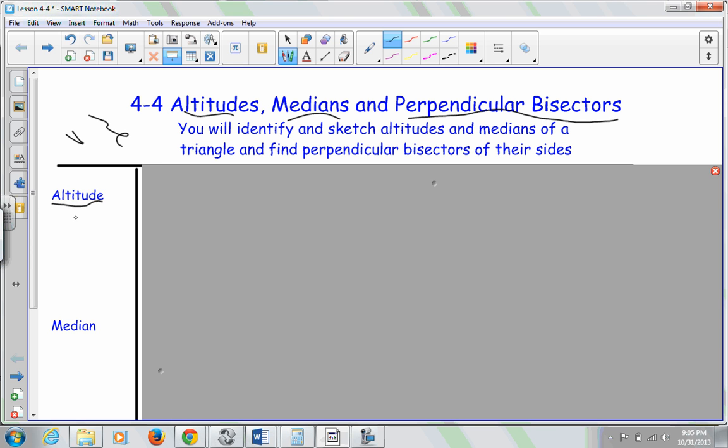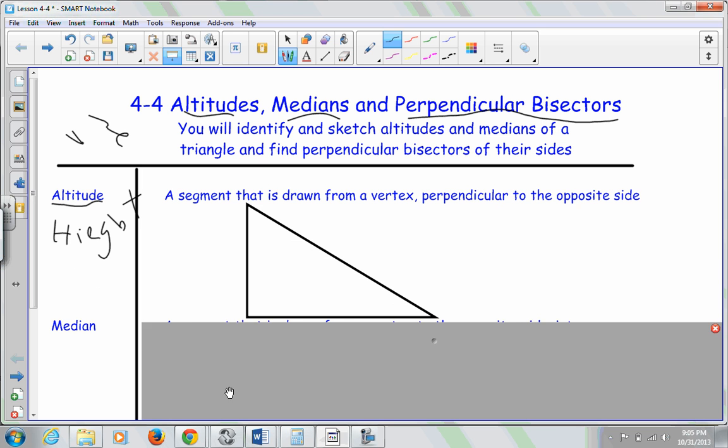What is an altitude? You probably know what this is from what you know about a triangle, but we usually call it the height of a triangle, okay? Altitude is a segment that is drawn from a vertex perpendicular to the opposite side, okay? From a vertex perpendicular to the opposite side. So it's a segment that we're going to actually draw.